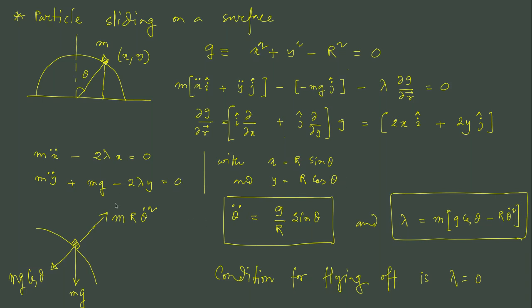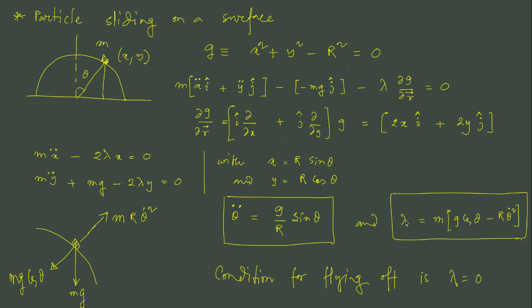Much simpler is to choose x to be r sin theta and y equal to r cos theta. If you substitute that and play around with a bit of algebra, then you get the equation of motion to be theta double dot, the angular acceleration, is equal to g by r sin theta. That is expected. This is basically the component of the gravity acting this way. That should be responsible for the acceleration.